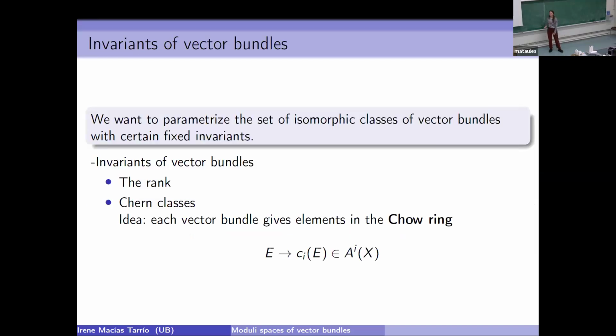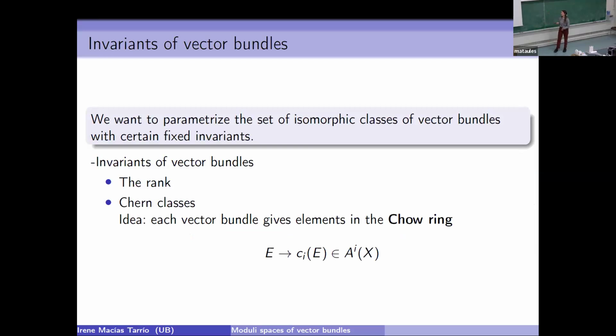So coming back to the problem that we wanted to solve: to parameterize isomorphism classes of vector bundles over projective varieties. We will classify vector bundles with fixed invariants. One invariant of the vector bundle is the one that we have already seen, and another invariant of the vector bundle is the Chern class.